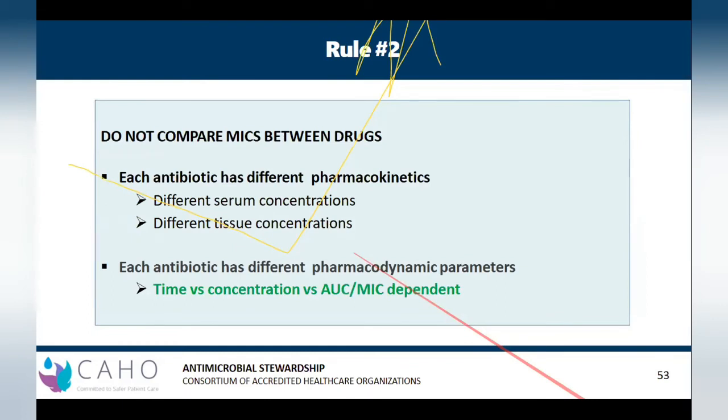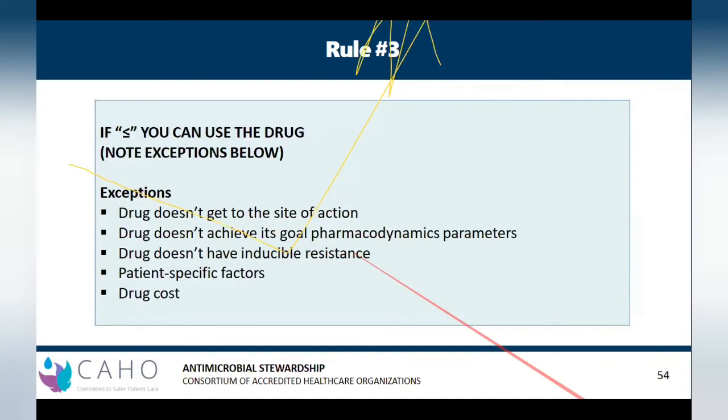The second rule, do not compare the MICs between drugs. As said before, every antimicrobial has different pharmacokinetics and pharmacodynamics. That is different serum and tissue concentration and different types of action, like time-dependent, concentration-dependent. So do not compare the MICs. The MICs of different antimicrobials against different pathogens differ. When you see an antimicrobial susceptibility result, if you see less than or equal to, immediately don't go for the selection of the particular antimicrobial.